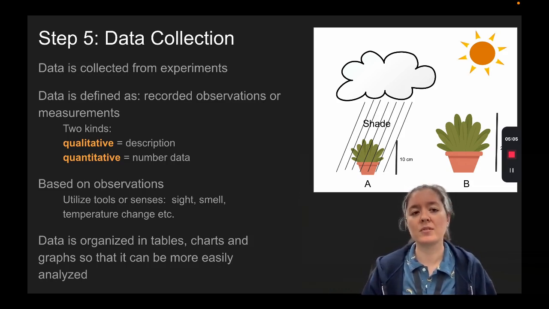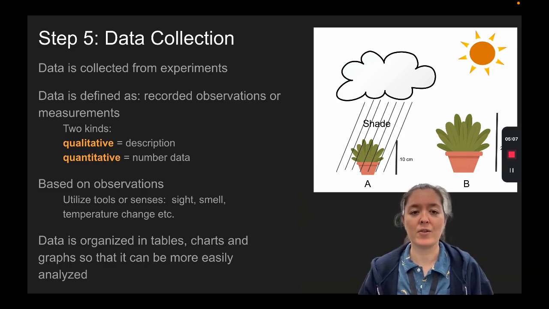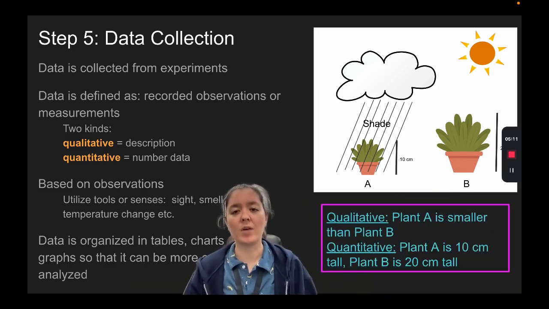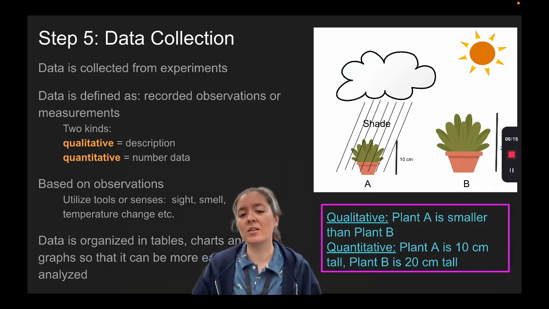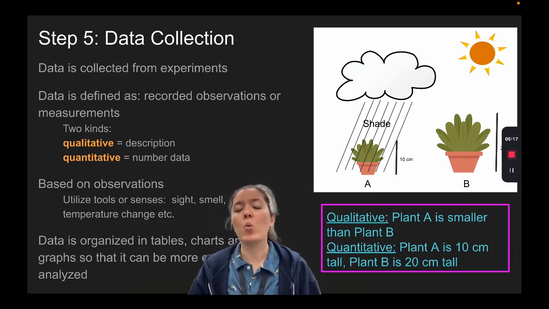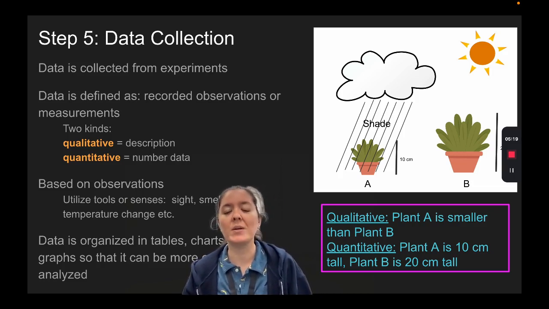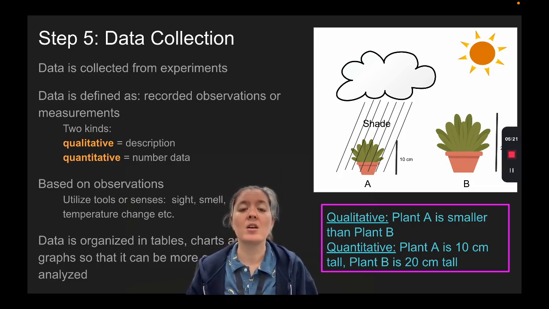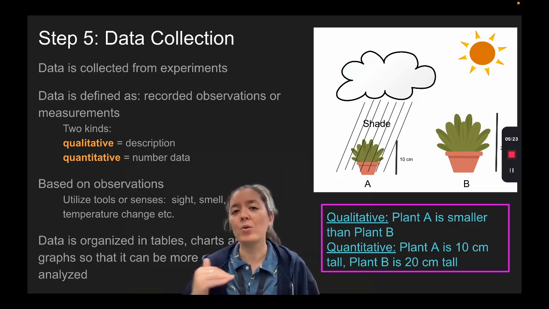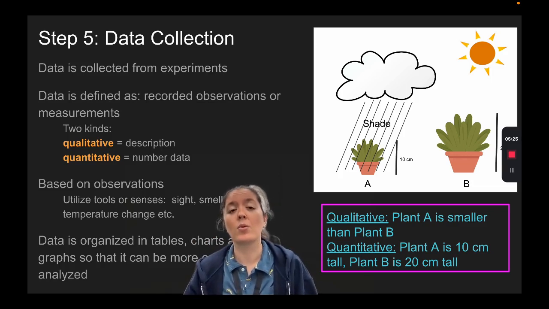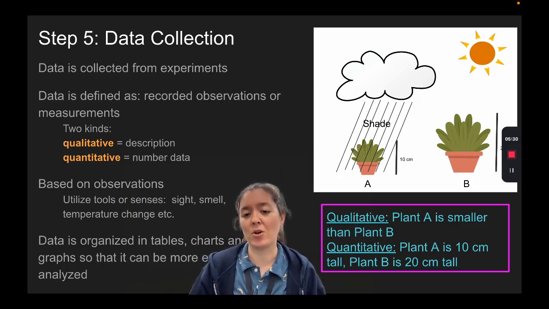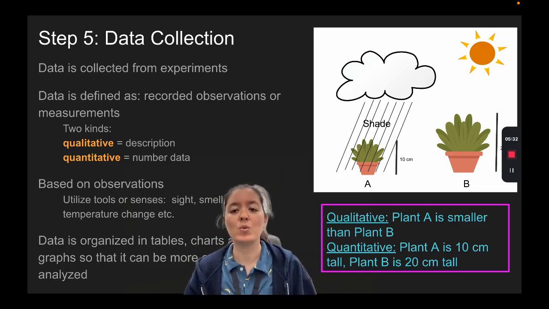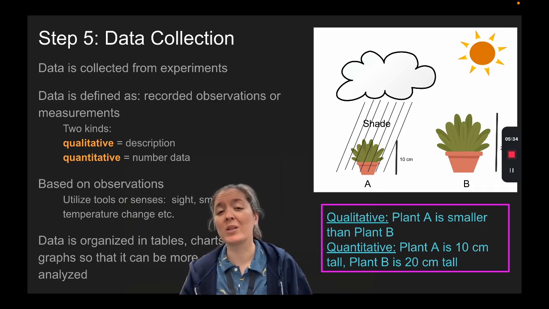I have 2 examples for observations of our plants. We have qualitative and quantitative. A qualitative observation would be talking about their size. Plant A is smaller than plant B. A quantitative observation would be to take a ruler or a measuring tape to measure how big these plants are. So we're using numbers. Plant A is 10 centimeters tall and plant B is 20 centimeters tall. So we're looking at numbers.